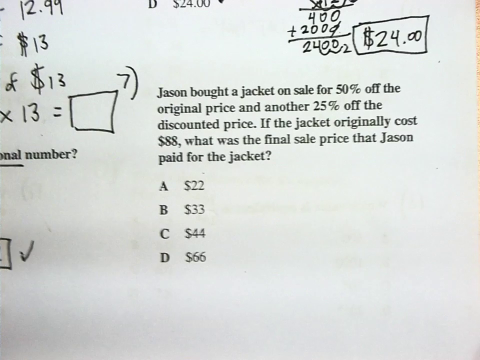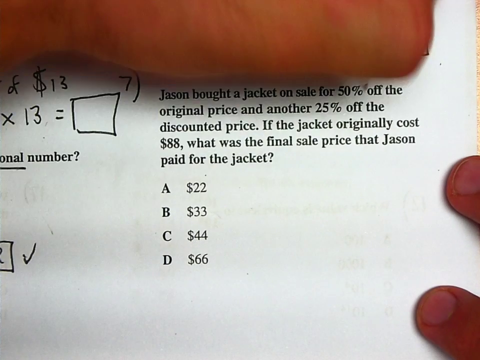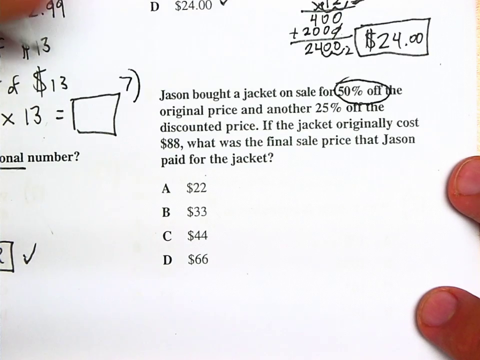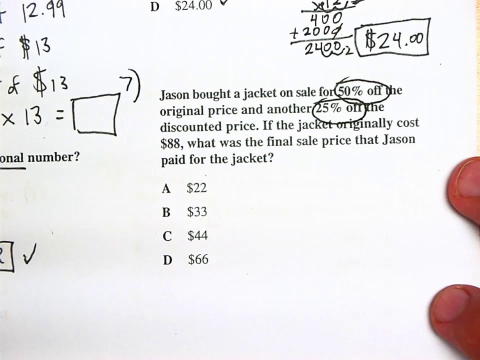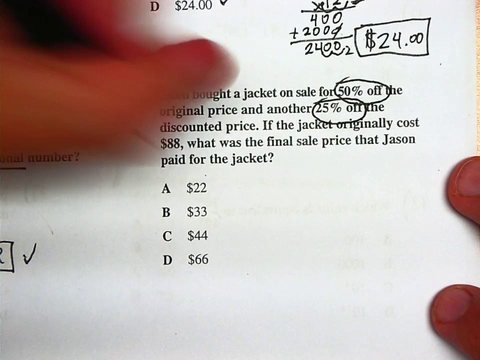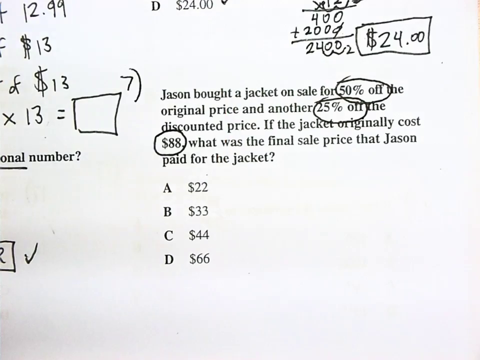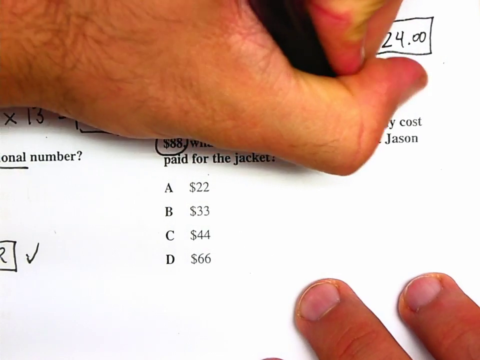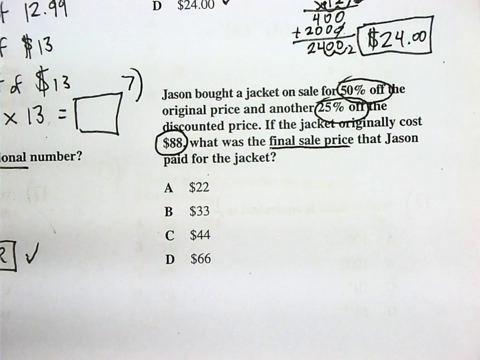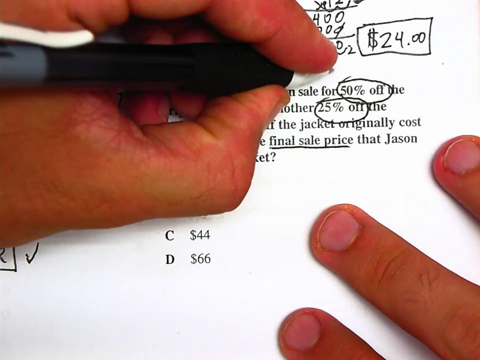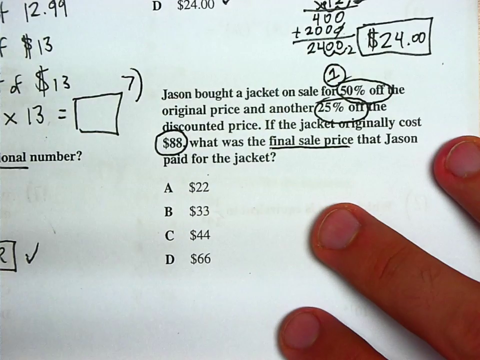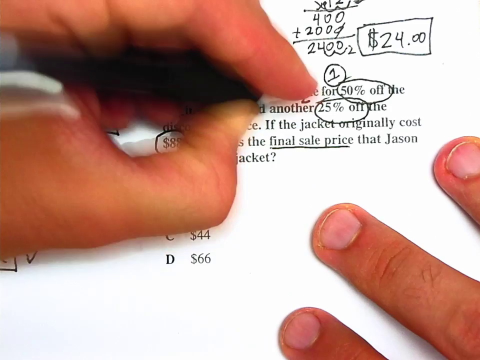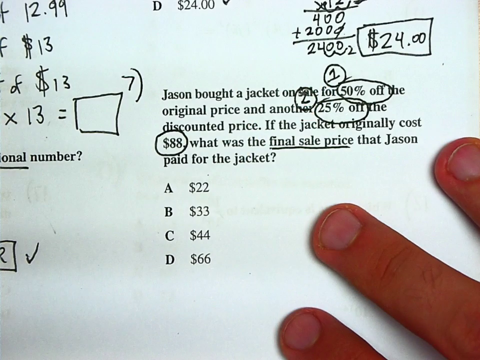Moving on to 7. Jason bought a jacket on sale for 50% off the original price and another 25% off the discounted price. If the jacket originally cost $88, what was the final sale price? So this looks like a pretty complicated question because it looks like I have to do 2 things here. The first is figure out how much it is going to cost after 50% off. The second is to figure out how much it is going to cost after another 25% off the discounted price.